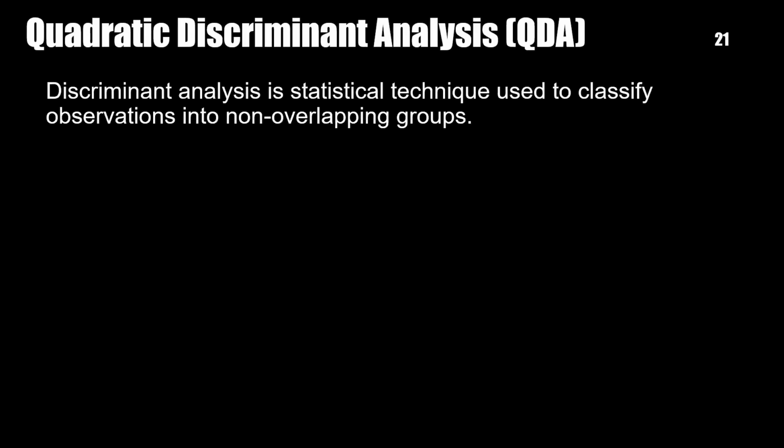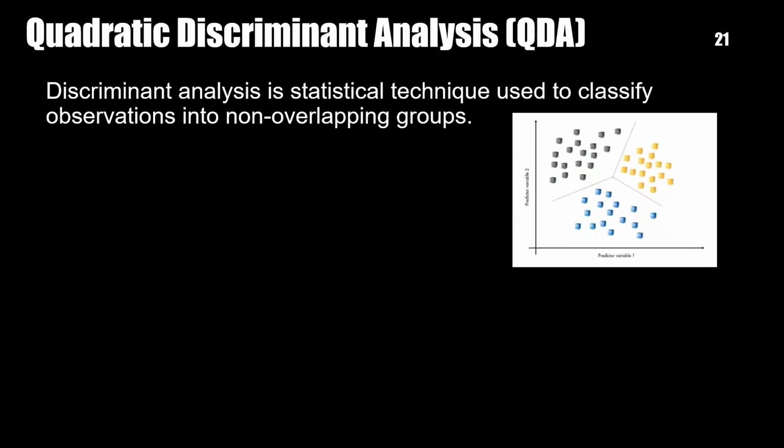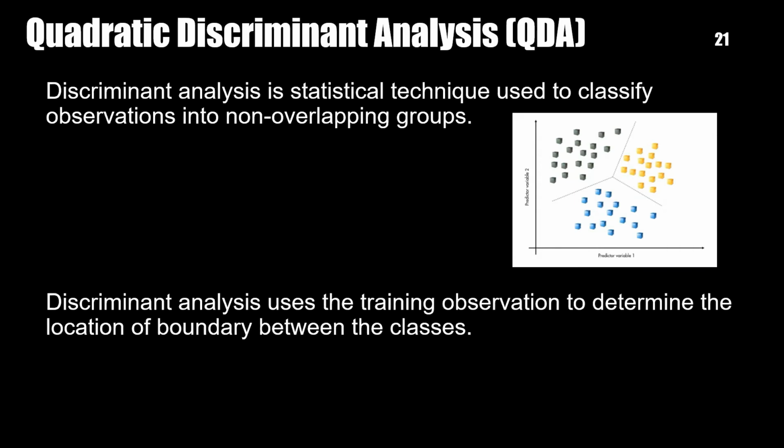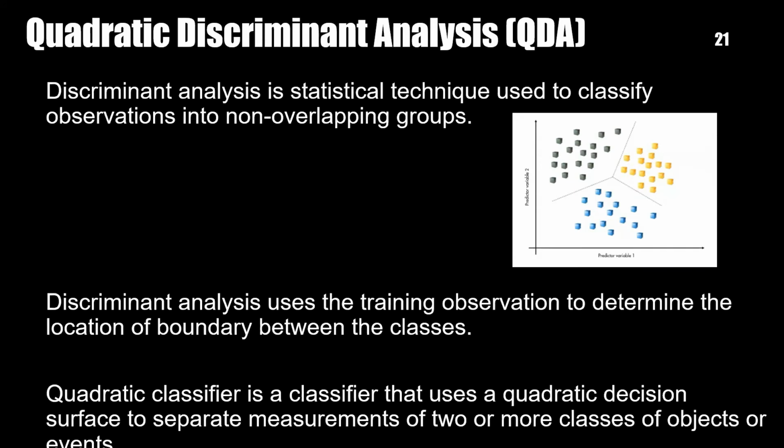The next method that I have used is quadratic discriminant analysis. So what is a discriminant analysis? It is a statistical technique used to classify the observation into non-overlapping groups. Here I have 3 groups, and you see that a linear line has been used to classify these 3 groups. So it creates a boundary between them. If the boundary has this quadratic form, it is called quadratic discriminant analysis. In the next slide, I have it in more details.